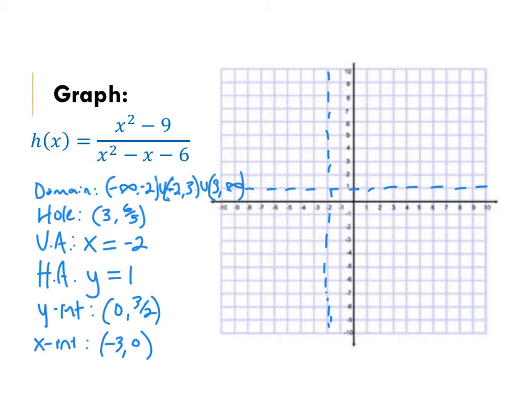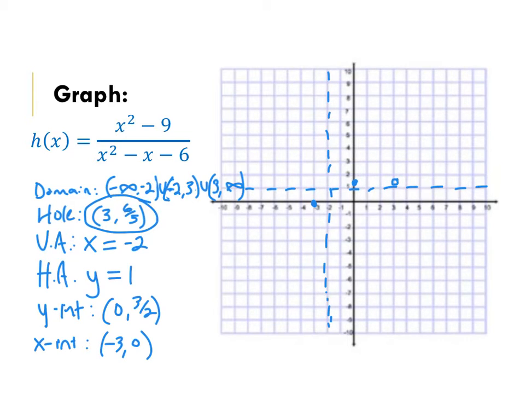We can also sketch some points here. So we know the function goes through 0, 3 halves. That's our y-intercept. 0, 3 halves is just above that y equals 1 line, so right about here. And we know that there's an x-intercept at negative 3, 0. Now it'd be nice to get some other points. We can actually graph the hole here, which is 3, comma 6 fifths. And if we graph that, that's slightly above that horizontal asymptote again. But we signify the hole by using an open circle.